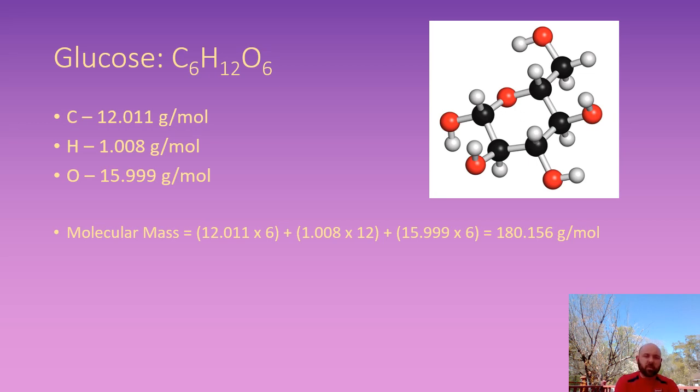180.156. And so what this tells us is that 1 molecule of glucose has a mass of 180.156 atomic mass units. And furthermore, 1 mole of glucose has a mass of 180.156 grams.